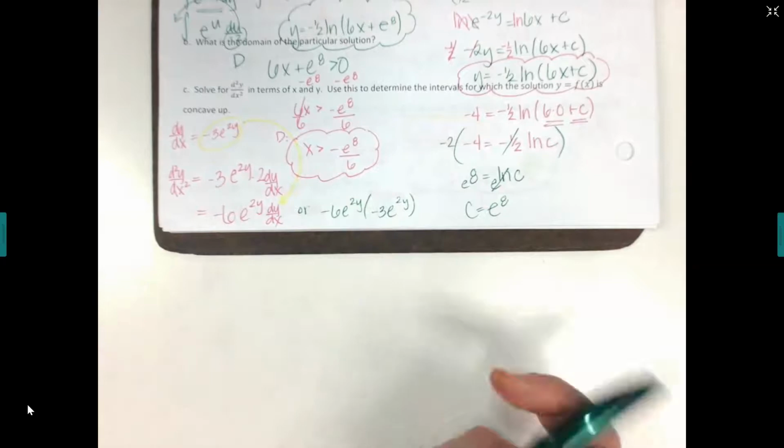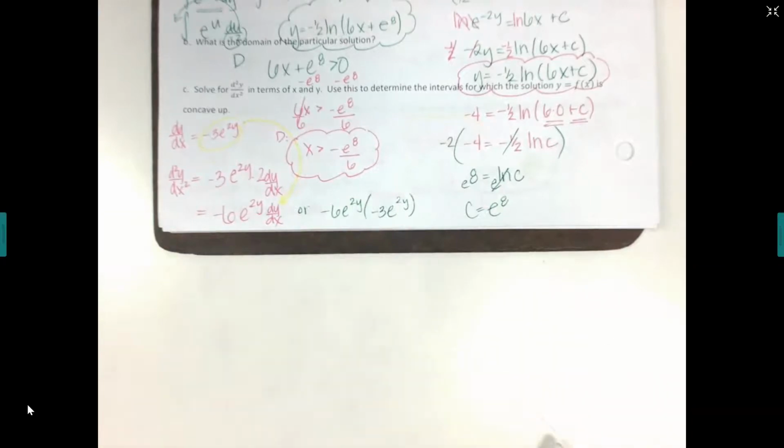And do you see the difference? Okay, this is regular. This is in terms of x and y. That means only x's and y's, and then obviously numbers are allowed. Make sense? Okay.